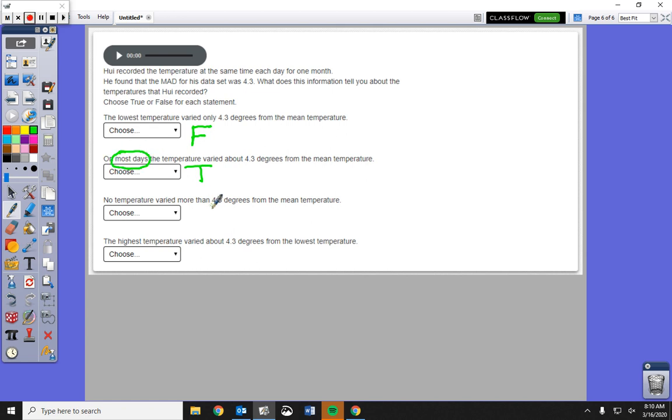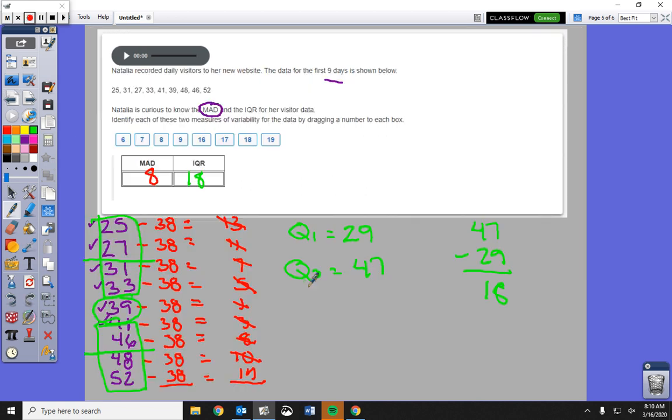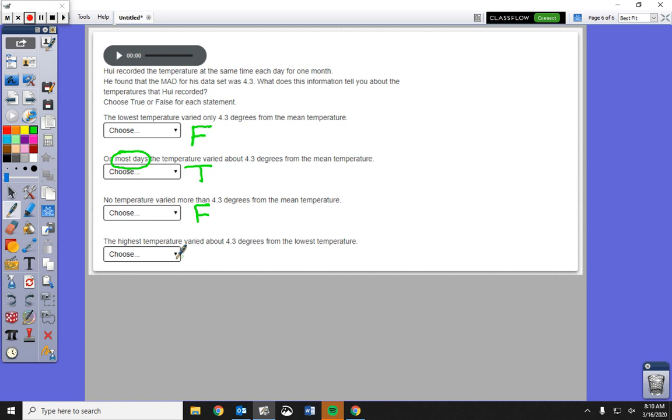No temperature varied more than 4.3. That's false. We go back to our previous question. Look, our M.A.D was 8. Did every single one vary 8? No. So going back. And then the highest temperature varied about 4.3. So that's also a false.